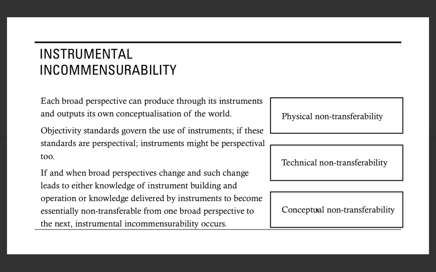I think the 3 ways are, in principle, there can be physical non-transferability of instruments from one broad perspective to the next. As much as I struggled to find examples here, I could not, because we can't really know about things that were lost.